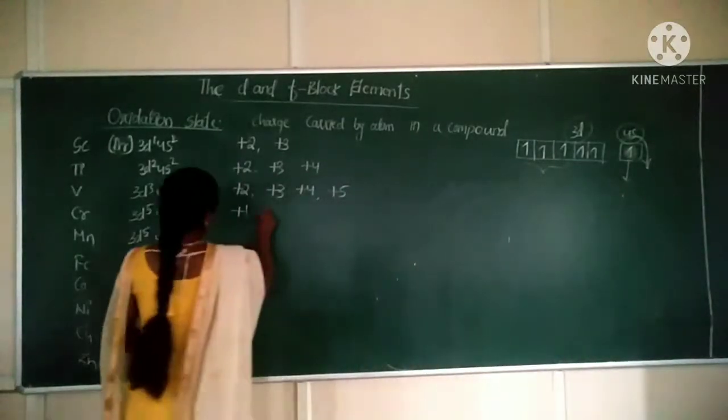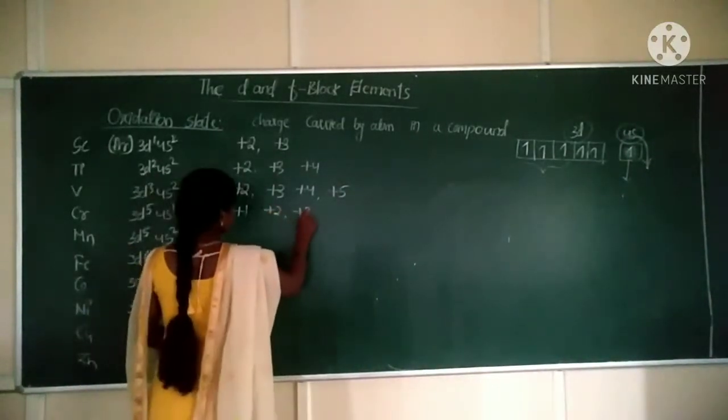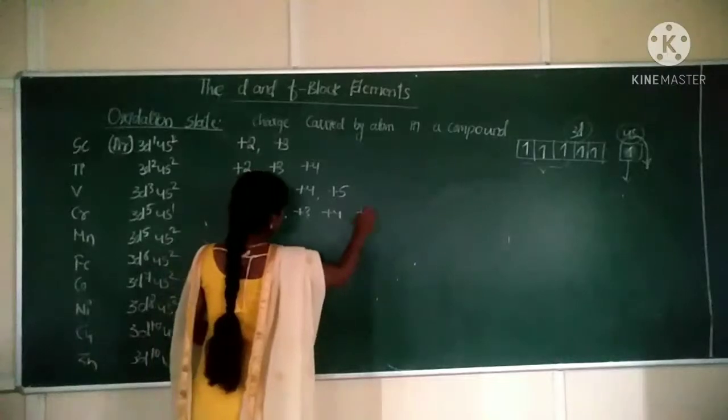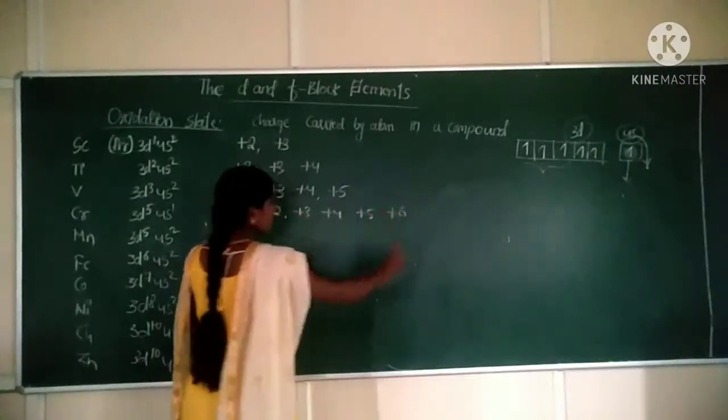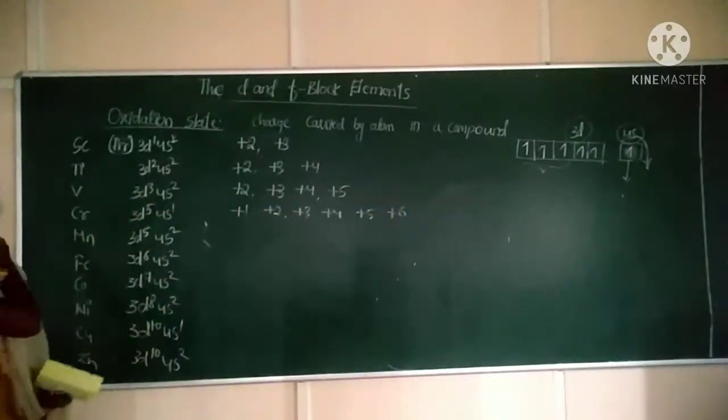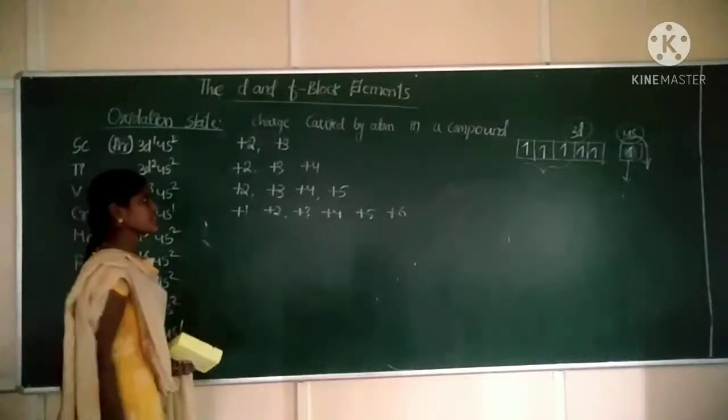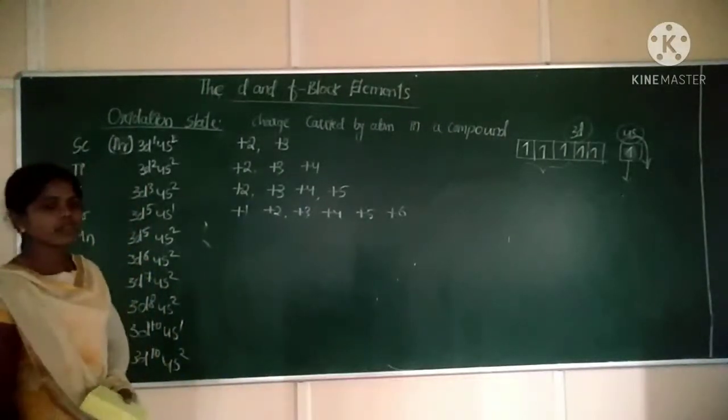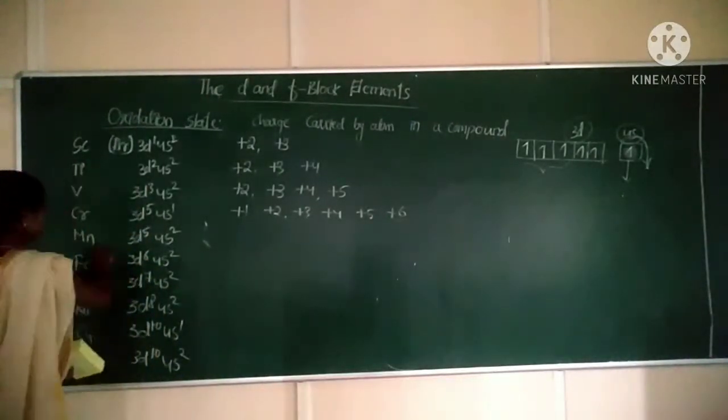Similarly, chromium can have +1, +2, +3, +4, +5 up to +6 oxidation states. +1 to +6 oxidation states are possible for chromium. Clear? Next, manganese.